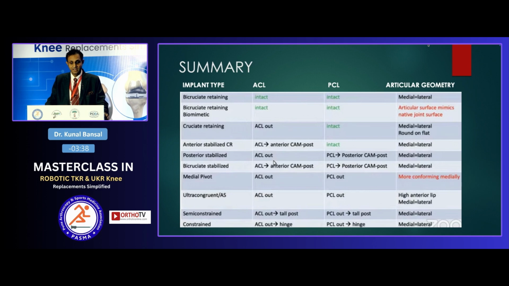Medial pivot, ACL is out, PCL is out, it's more conforming medially. Ultra congruent, the ACL and PCL both are out, but it has a deep dish anterior lip and hence it has enhanced stability. Semi-constrained, ACL is out, it has a tall post to match the PCL and medial lateral is equal. And last but not least, the totally constrained knee, ACL, PCL is completely out, it is completely based on the hinge mechanism and the poly sides are identical.